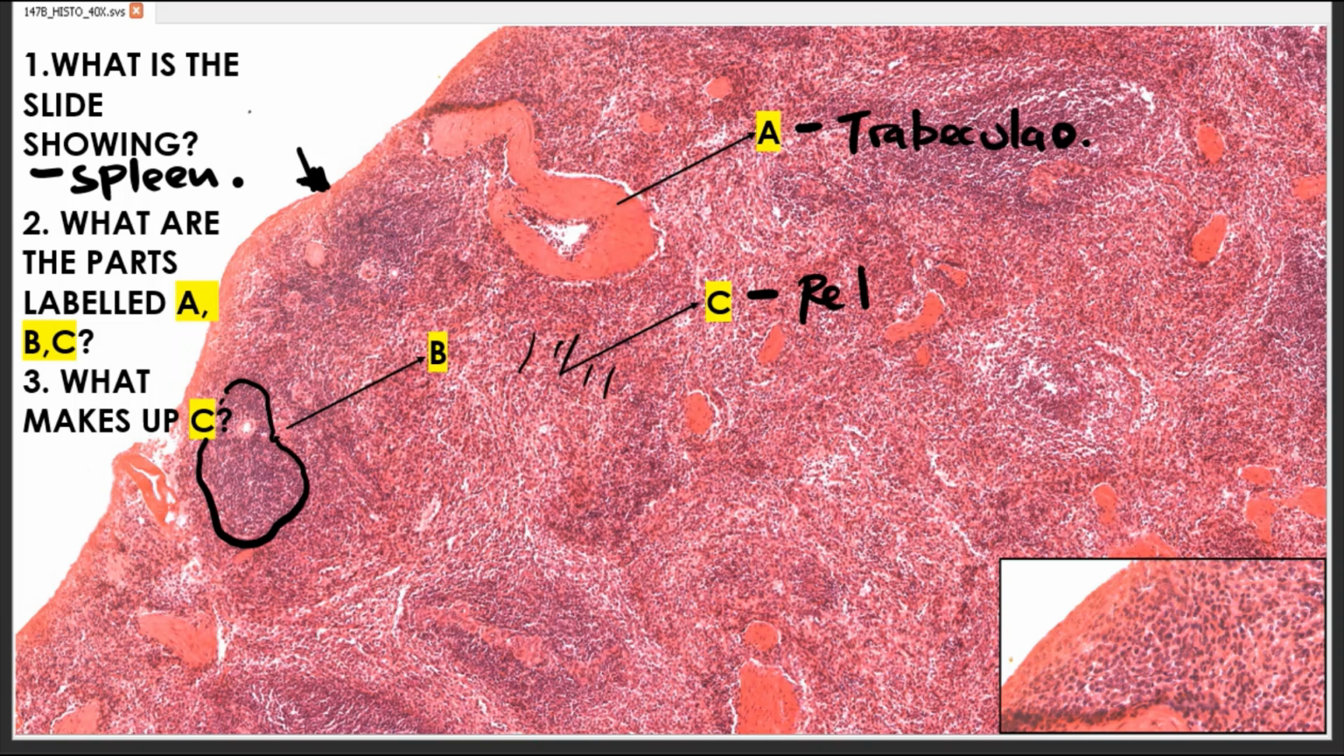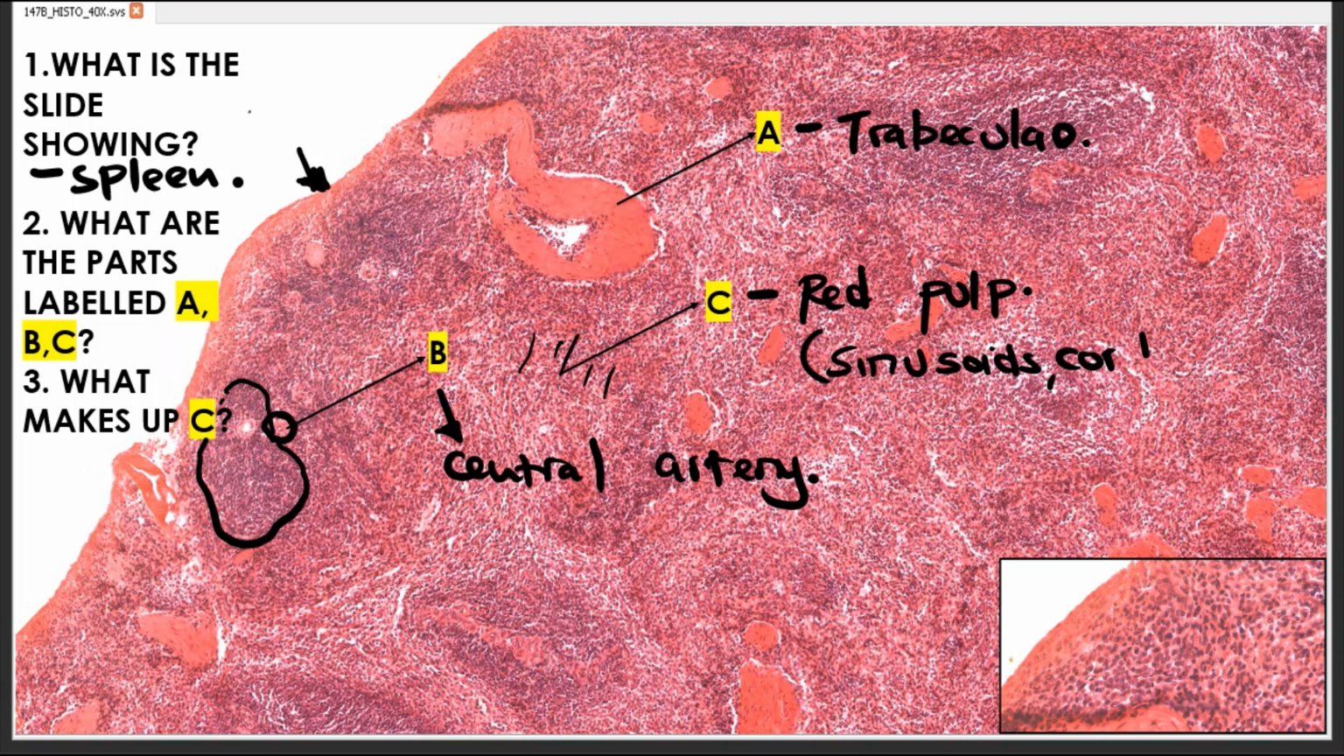C is the red pulp. B is this arteriole here that is found in the white pulp. This is called the central artery. So B is the central artery. What makes up C are sinusoids, blood sinusoids and cords. So what makes up C? Simply capillary sinusoids and cords.